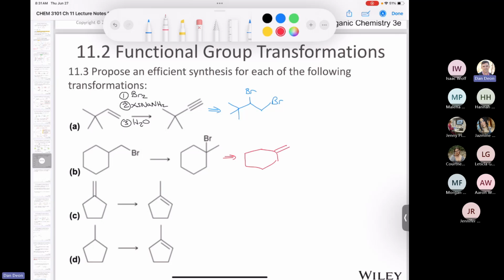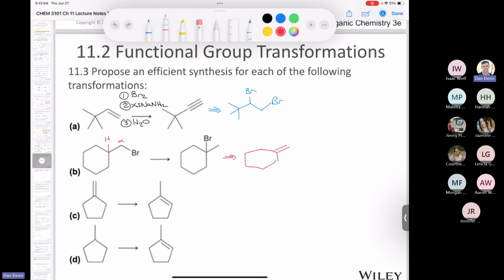It looks like this, in order to do a Markovnikov addition on it. And we know that there's only one beta proton, right? If this is our alpha carbon, this is our beta. There's only one beta proton here. I don't want to do a substitution here. I want to do an elimination reaction.